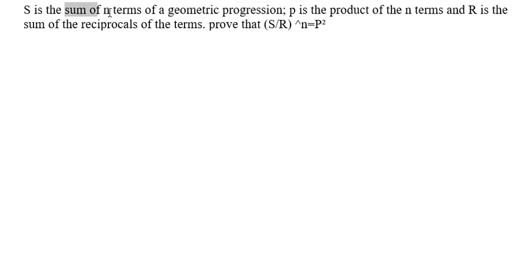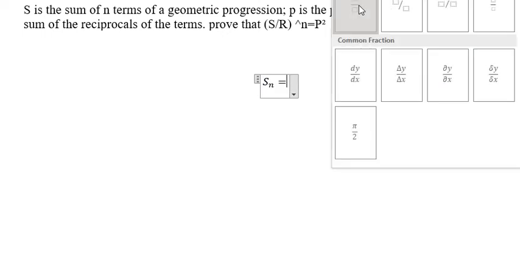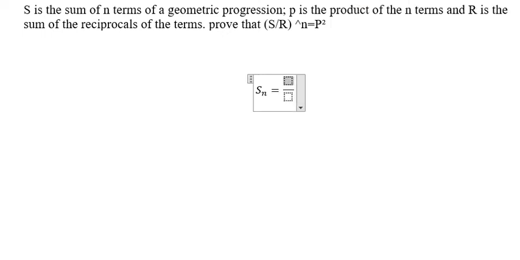The first thing, we know that the sum of n terms of a geometric progression, that should be H n, equals a1, that is the first term, multiplied by 1 minus r to the power of n, over 1 minus r.